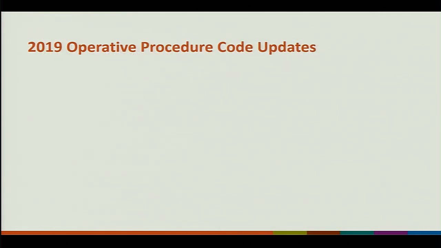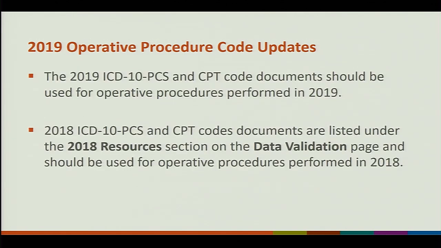Now, operative procedure code documents are updated annually, and like I said before, 2019 procedure code documents should be used for procedures performed in 2019. Now, 2018 procedure code documents should be used for procedures performed in 2018. And again, these guidance documents from the past are found under the data validation page.